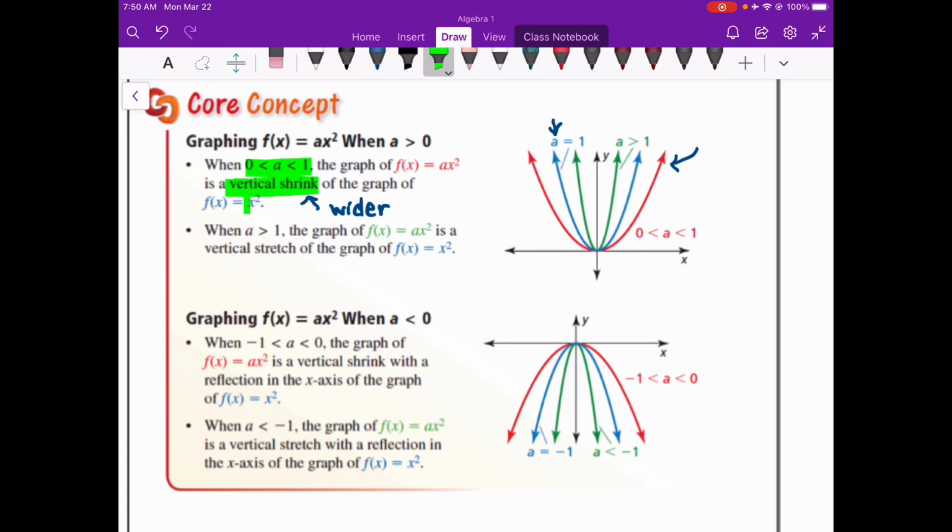When a is greater than 1, you're going to write that down, there will be a vertical stretch. And in parentheses, I want you to write down that that means more narrow. You're going to see a skinnier graph. Okay?